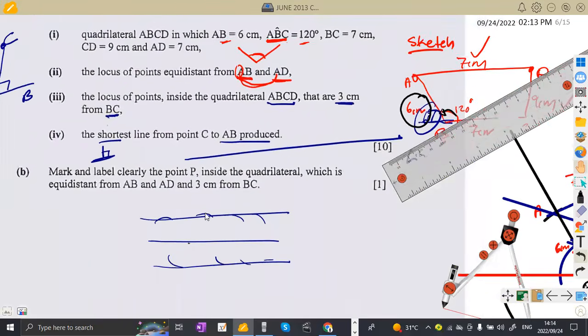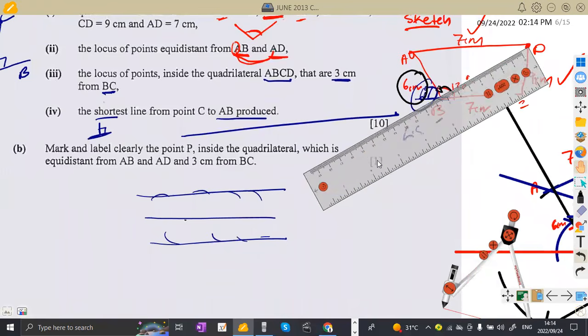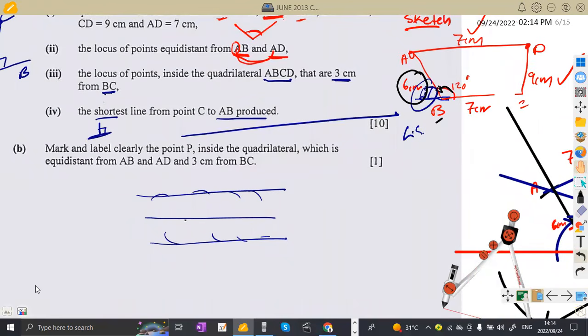Now you are given part B. I think we no longer need this one. Mark and label clearly the point P inside the quadrilateral. Take note, it is inside the quadrilateral. This is where our point P is, inside the quadrilateral, which is equidistant from AB and AD. Remember the equidistant from AB and AD in item 2, we bisected the angle. And 3 centimeters from BC is the one that gave us a parallel line.